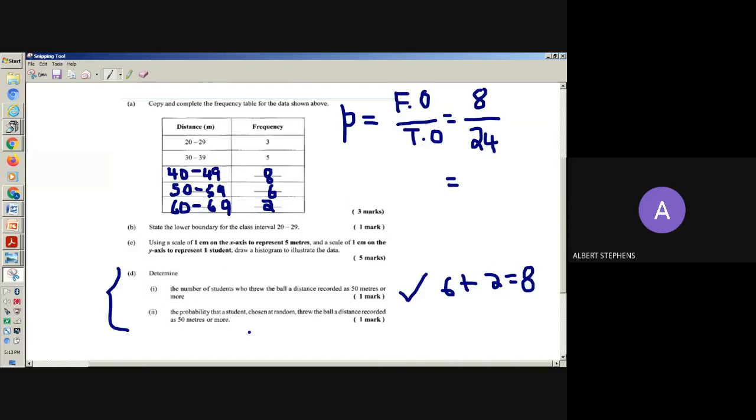So the question says, what is the probability that a student at random throws the ball 50 meters or more? So it's the same 8, but it's 8 out of what? 24. And that reduces to what? 1/3. So that's your probability.